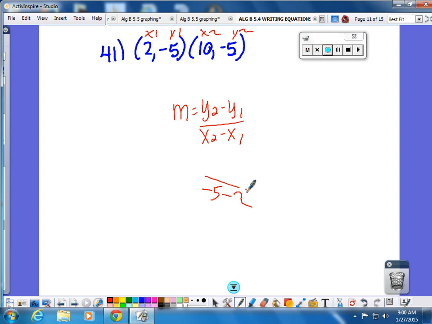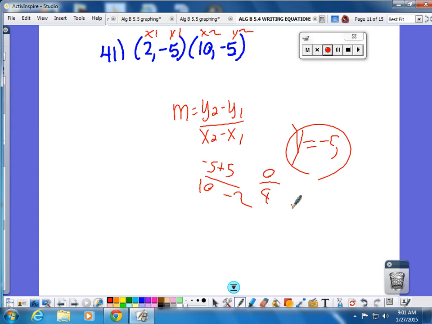Put your 5s together. Put your 10 with your 2. Plus 5, negative 5. Wait, I messed up, didn't I? Yeah. Right here, 2 plus 5. That's a 10, isn't it? So negative 5 plus 5, because you're changing the sign there, equals 0 over 8, which is 0. So what's the equation of our line? Y equals negative 5.